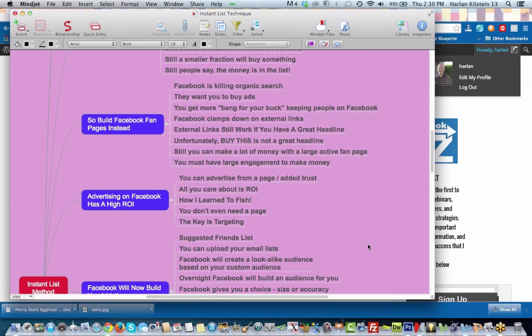On the other hand, if you're advertising and you're targeting well from a page and people know you, like you, and trust you, you can make a lot of money. All you care about is ROI. And for the ROI, I've seen a really bad case of ROI be 2 to 1, get $2 back for every dollar I invest. That's a bad case of ROI.